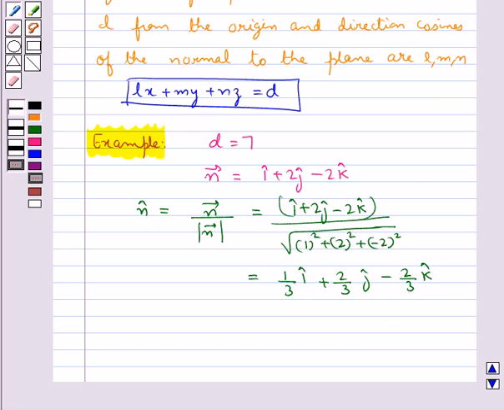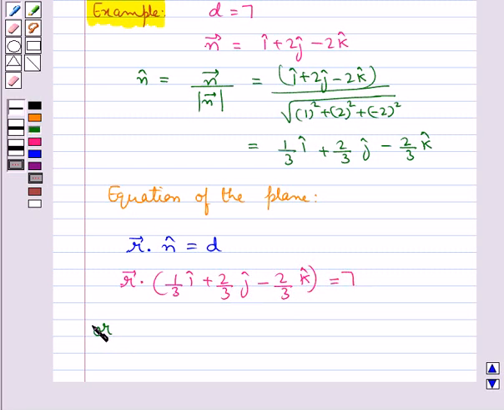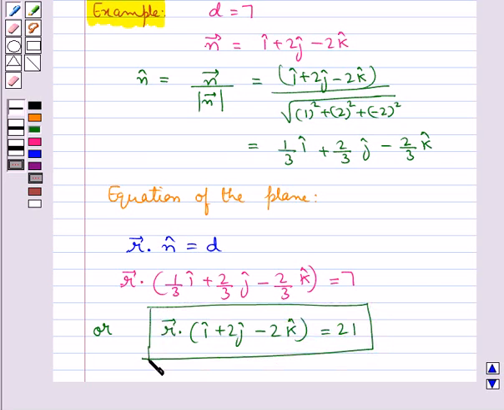Now the equation of the plane in vector form is given by vector r dot n cap is equal to d, that is vector r dot 1 upon 3 i cap plus 2 upon 3 j cap minus 2 upon 3 k cap is equal to 7, or this could be written as vector r dot i cap plus 2j cap minus 2k cap equal to 21. This is the required equation of the plane.